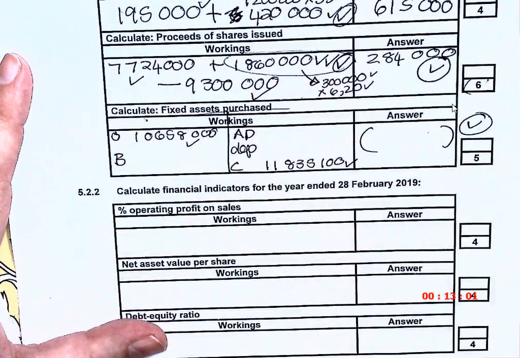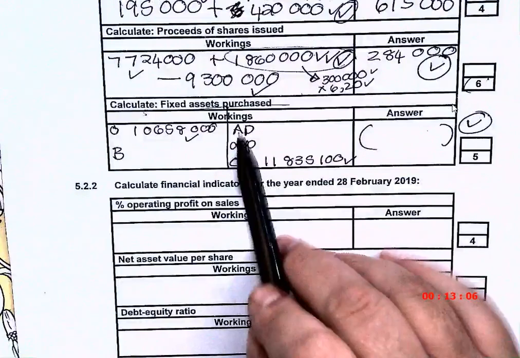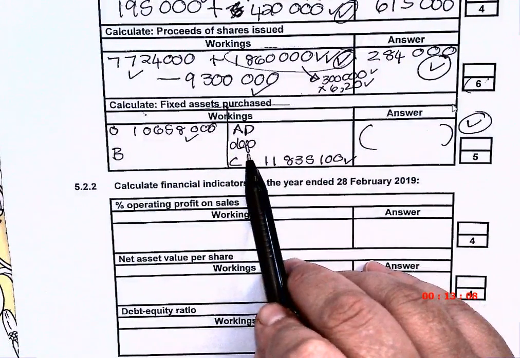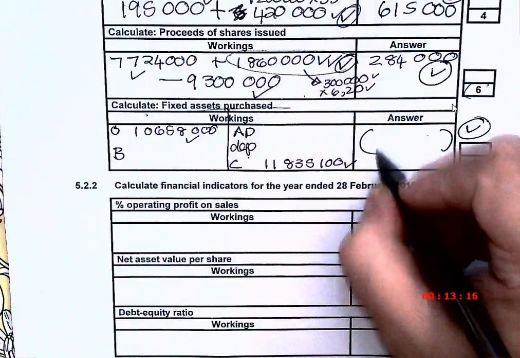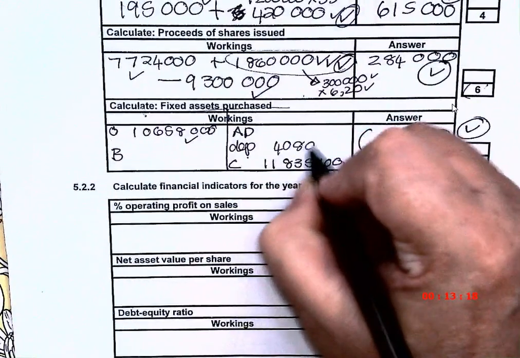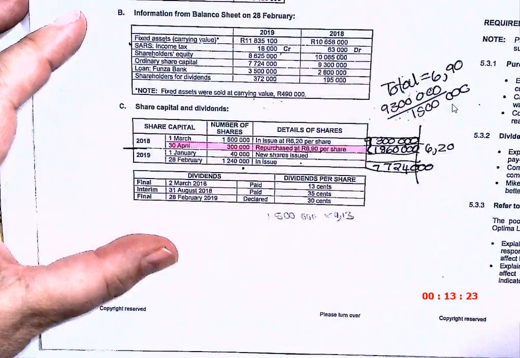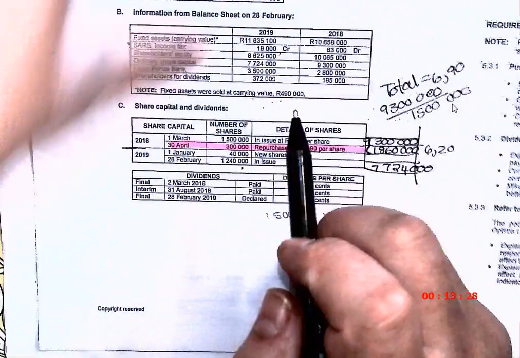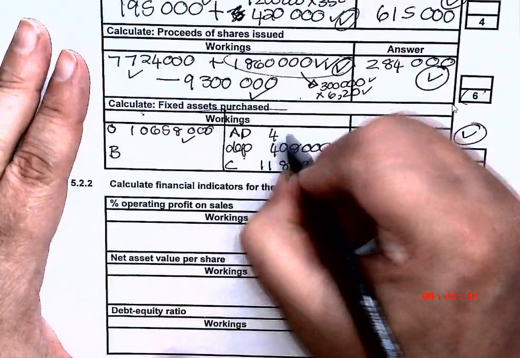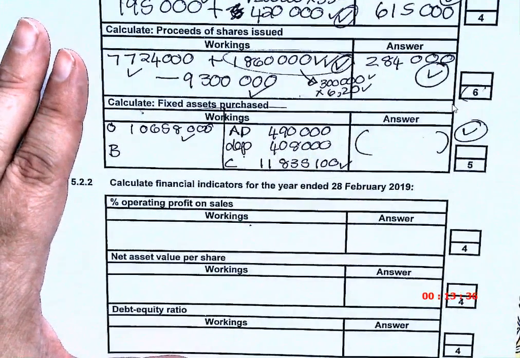So now let's see. Obviously they have to give me the disposal and the depreciation. The depreciation I will find in the income statement. There it is, 408. And the disposal they have to tell me. So let's see, do they tell me anything about disposal? Yes. Fixed assets were sold at carrying value, 490. And now I just balance it and I get what? 2071.